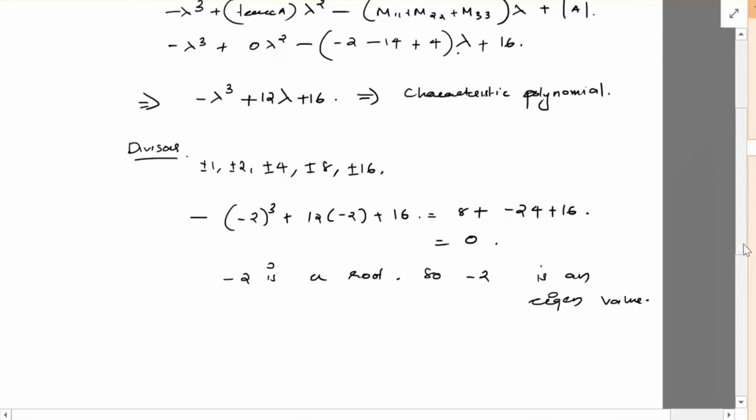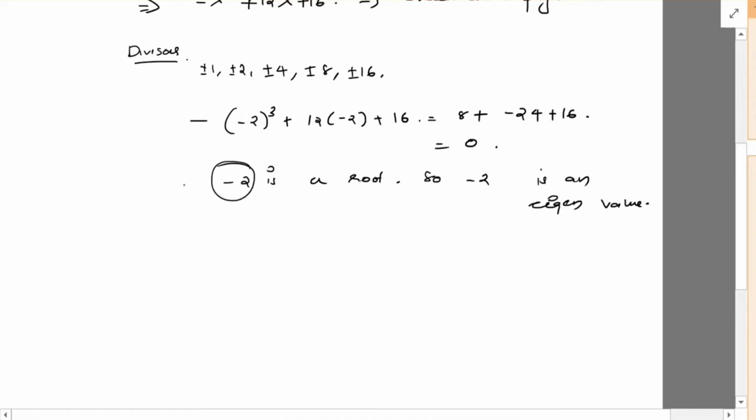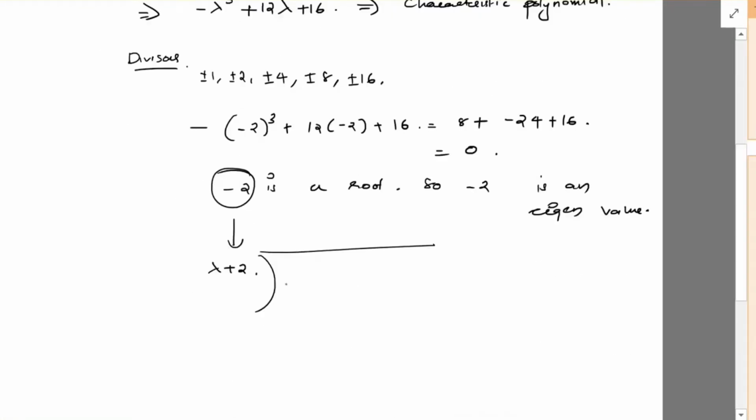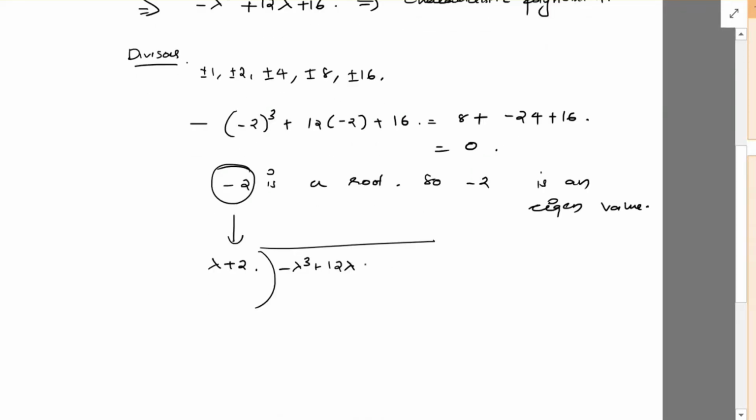Next, we need to find the other roots of this polynomial. For that, minus 2 is a root, so we will divide the characteristic polynomial by lambda plus 2, because minus 2 is a root. The polynomial is minus lambda cube plus 12 lambda plus 16. That is our characteristic polynomial. We know that minus 2 is a root, so we are going to divide it by lambda plus 2. So what are we getting as the quotient?